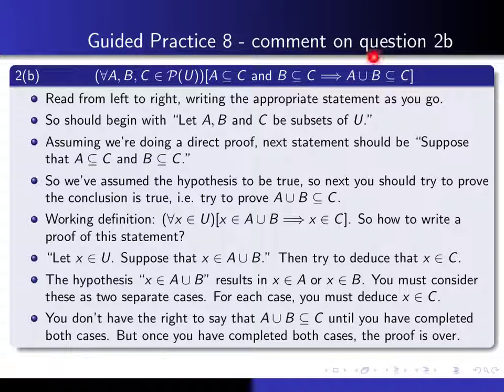And then I'm looking to see that you're using the right working definitions in order to prove that conclusion. In other words, that you're actually doing this. And so the next thing that I would look for would be to see if you've given yourself an X in the universe, you've assumed that X is in A union B by using the working definition of that, and then you've tried to deduce that X is in C. And after I see that that skeleton is in place, then I go back and I see what are the details that you've written in order to do all of those things.